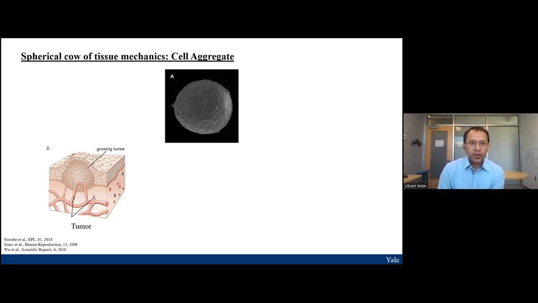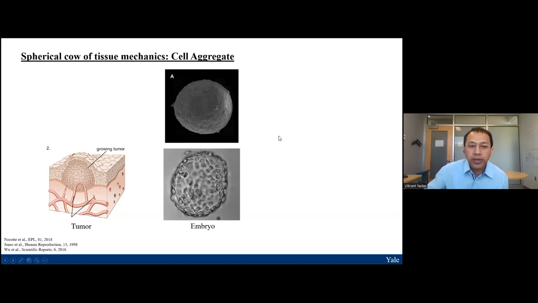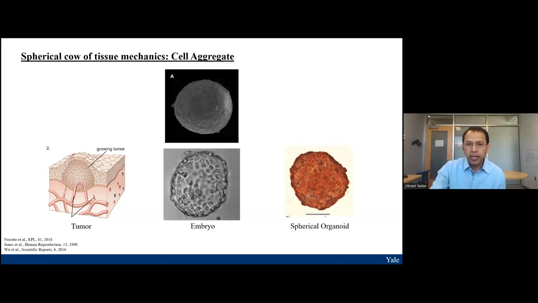So I'll get to this idea. We think this could be a model example for a tumor. We think it could be a model example for an embryo before the division starts to divide these cells into different kinds of cell types, so an early stage embryo. And we think that this is a good example for a spherical organoid, which could be used for medicinal research.